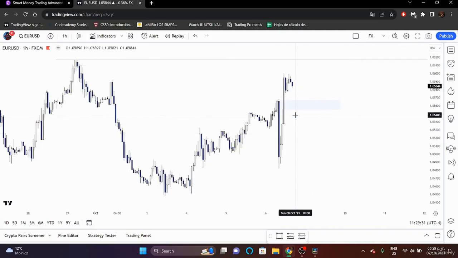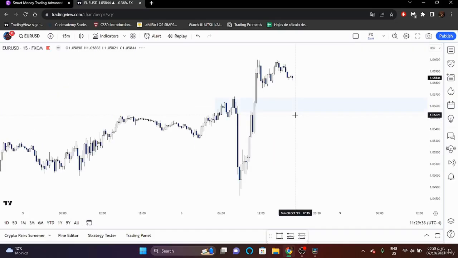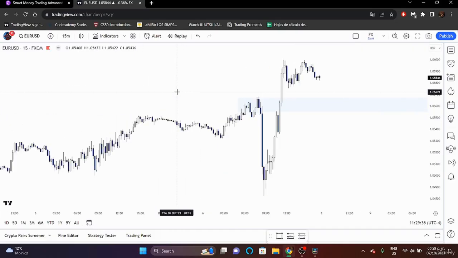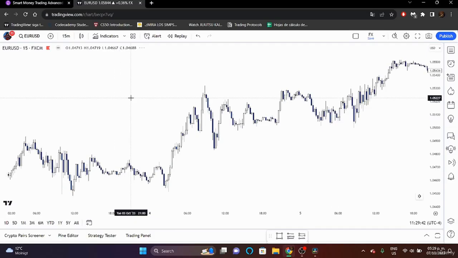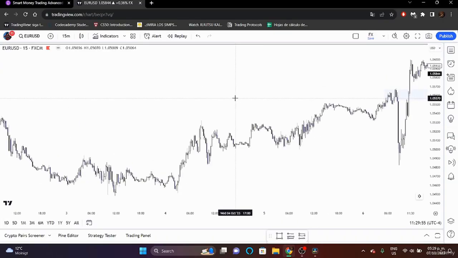Okay, but how does it look on lower time frame? Well, on lower time frame it's the same as the higher time frame. What will be your breaker block? In this case, this will be your breaker block. However, it gets immediately traded the opposite way, as you can see.